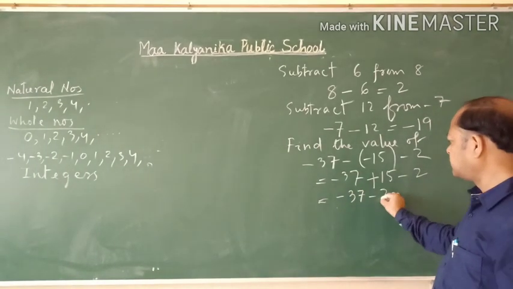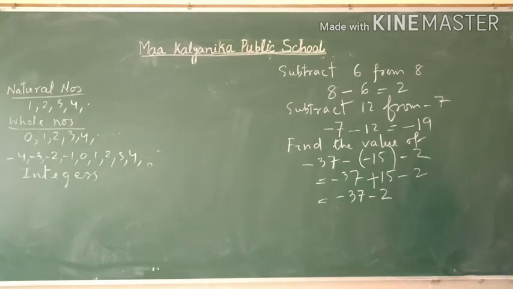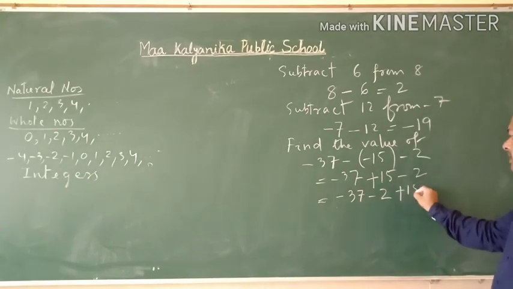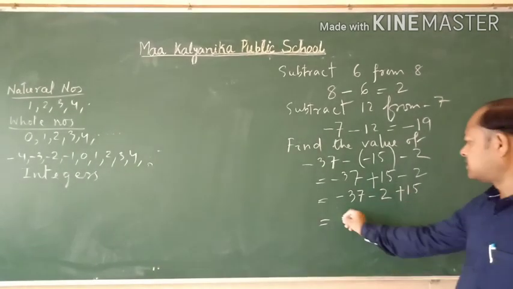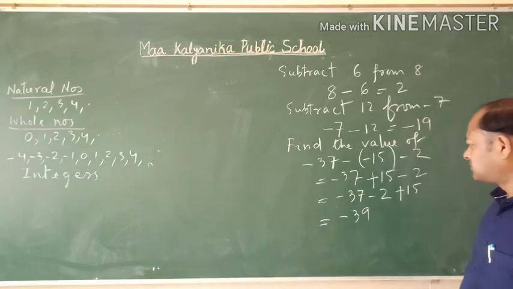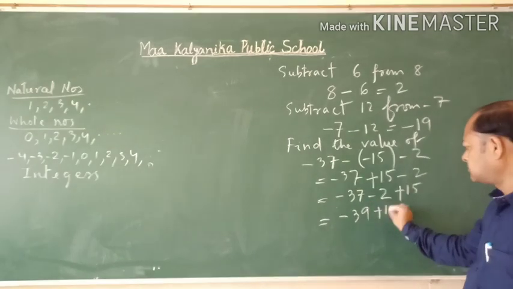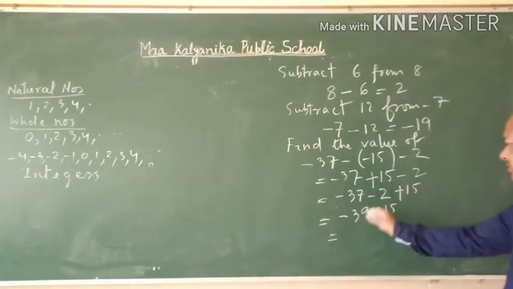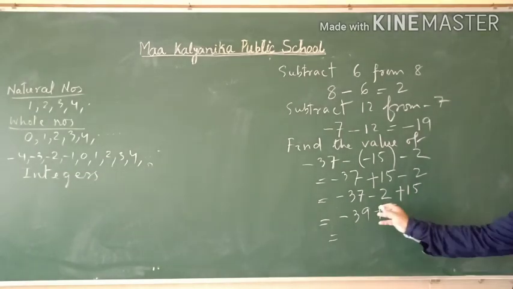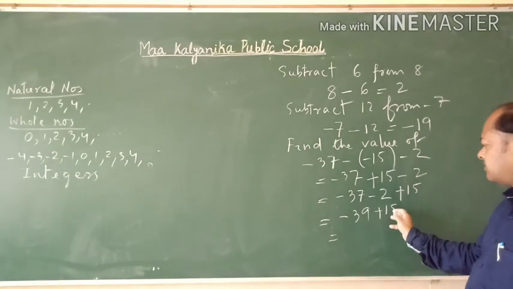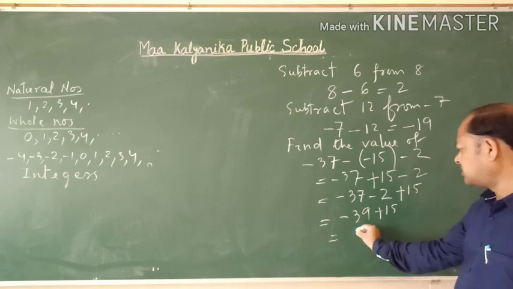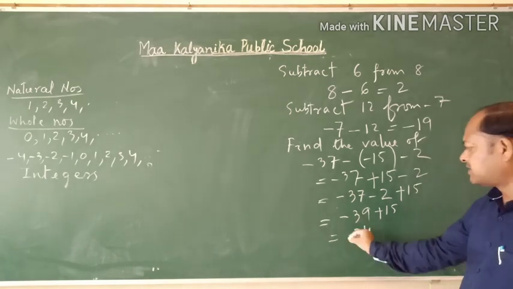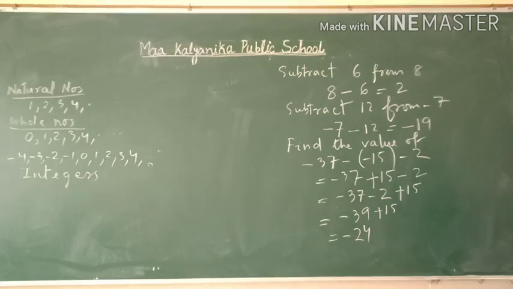Minus 37 and minus 2 keep in one place. Now plus 15 keep in another place. How do we write this? Minus 37 and minus 2, if you add, it becomes minus 39 plus 15. Both have opposite signs, so subtract: 39 minus 15 will be 24, and the largest number's sign is minus, so minus 24. This is the answer.